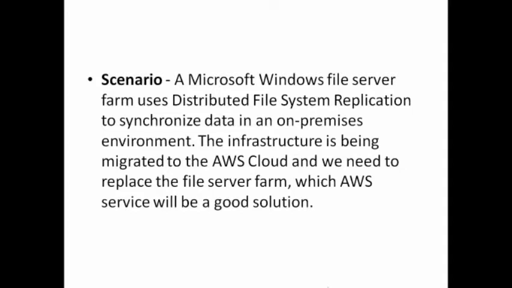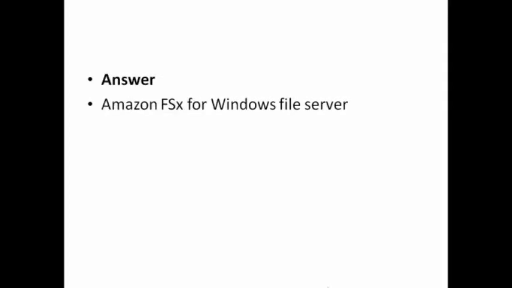So the answer for this scenario would be we can use Amazon FSx for Windows file server. This Amazon FSx for Windows file server supports distributed file system namespaces and it also supports distributed file system replication. Using this service, we can replace the on-premise infrastructure.